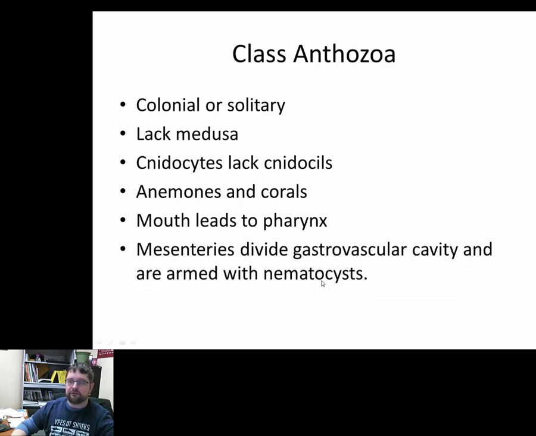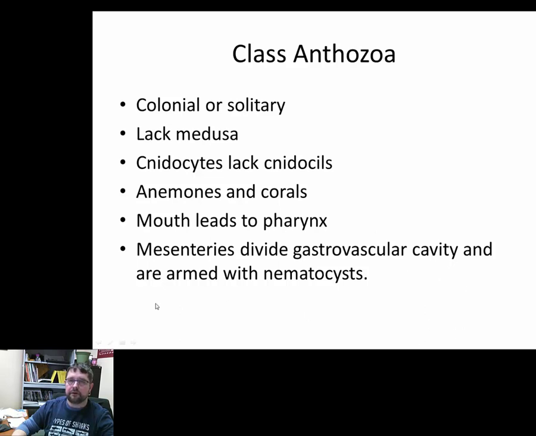Okay? This group has kind of a unique feature in which their mouth leads to a pharynx. That's kind of the precursor to the next group, which is Ctenophora, and then even further on groups when we get into Lophotrochozoans and things like that, when we get into parasites that have a true mouth and pharynx and a true gut cavity.